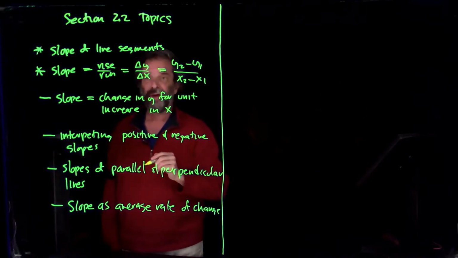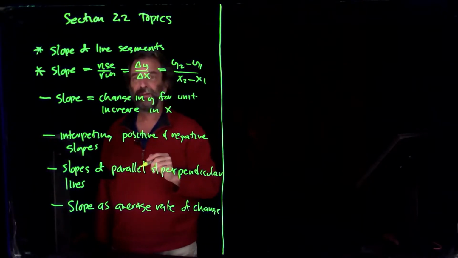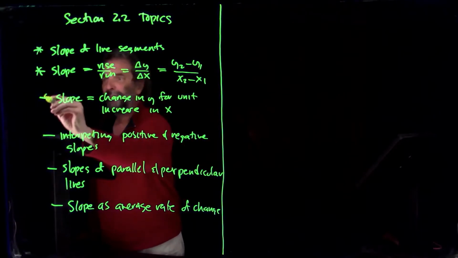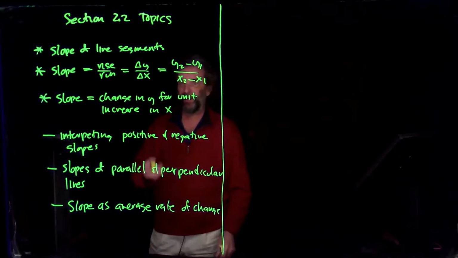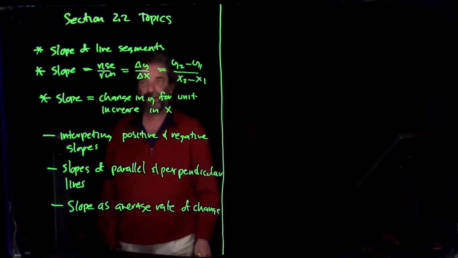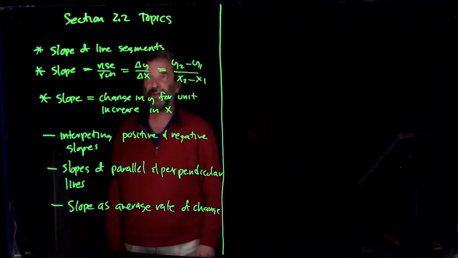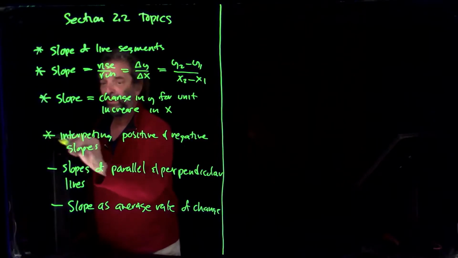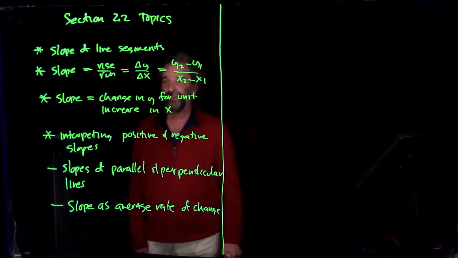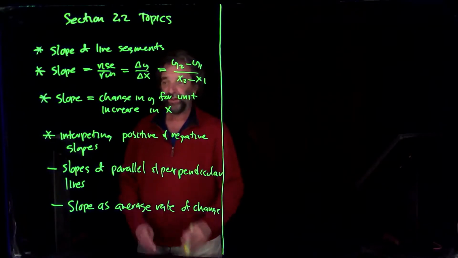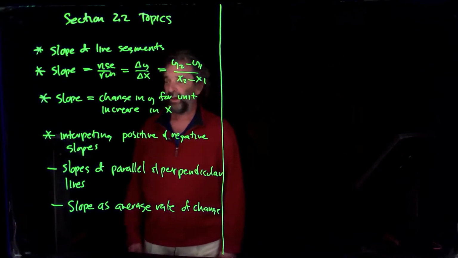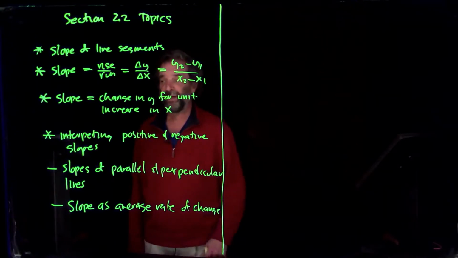Saying the slope could also be computed by seeing what the change in y is when x increases by 1 unit. Determining whether slopes are positive or negative by looking at the way the line segment looks, or the line that the line segment's part of. And then finding relations between the slopes of parallel and perpendicular lines. And finally, interpreting slope as the average rate of change.